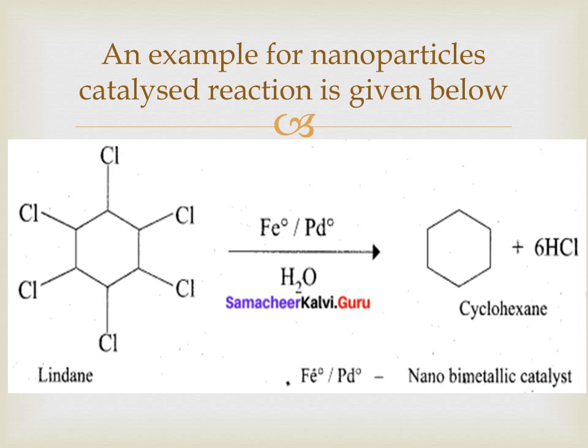So usually for this case, palladium is used. Palladium has hydrogen atoms in its voids, in the metallic lattice. So it can very well supply the hydrogen atoms which can displace the chlorine atoms, and the chlorine atoms combine with the hydrogen atoms again to form hydrogen chloride. This is a very good example for nanoparticle catalyzed reaction.